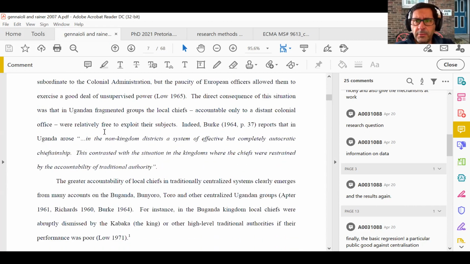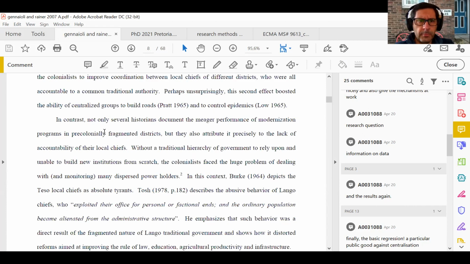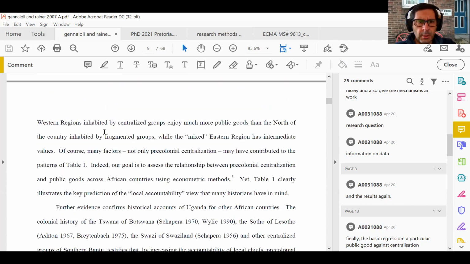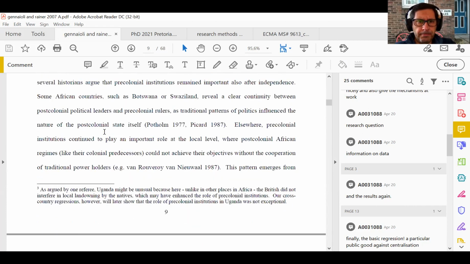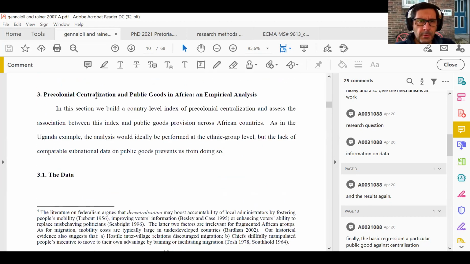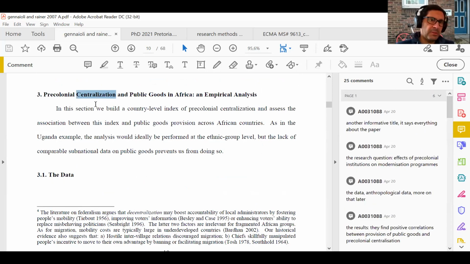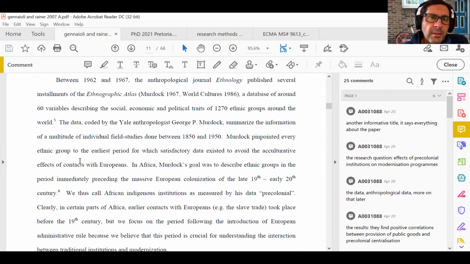Let me see what I found interesting here, folks. Okay, is this the right one? I think that's the part I like most when we see numbers. Pre-colonial centralization of public goods in Africa and empirical analysis. Then they are going to explain the data there.